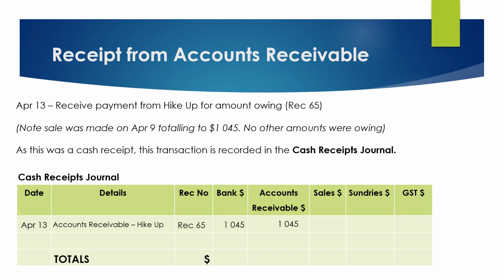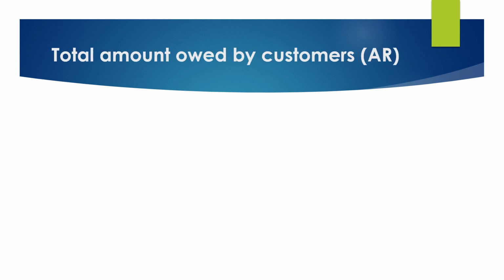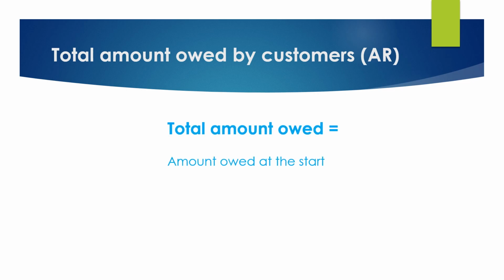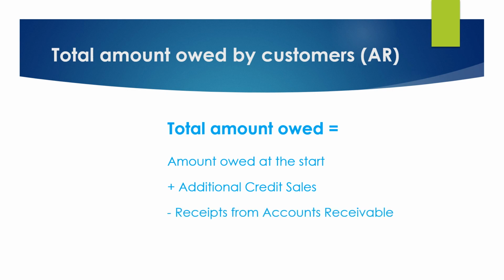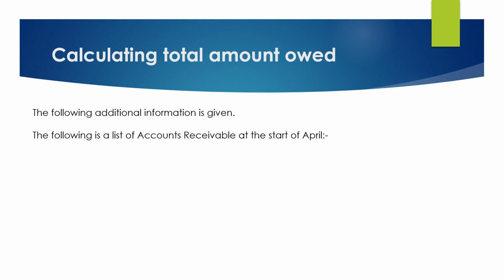because we are receiving this money from an accounts receivable. Here's how we calculate the total amount owed by customers. First, we take the amount owed at the start, plus any additional credit sales in the period, less receipts from accounts receivable.